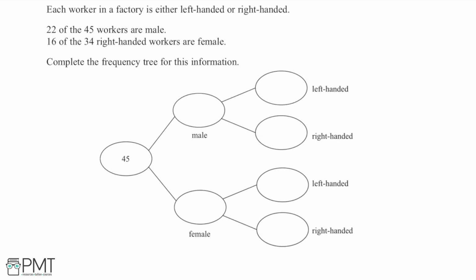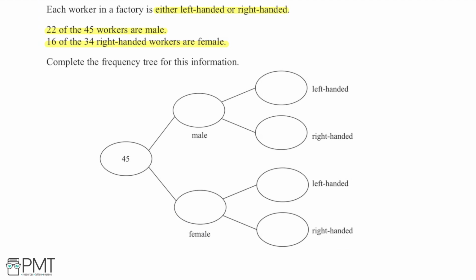So here we're told that each worker in a factory is either left-handed or right-handed. We're told that 22 of the 45 workers are male and that 16 of the 34 right-handed workers are female. And we're asked to complete this frequency tree with all of this information and fill it all in.